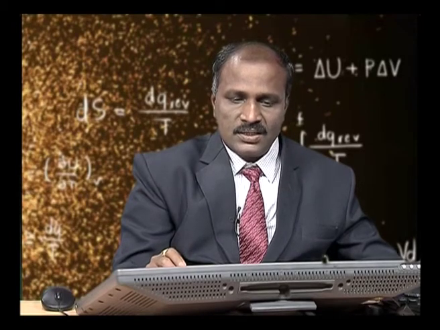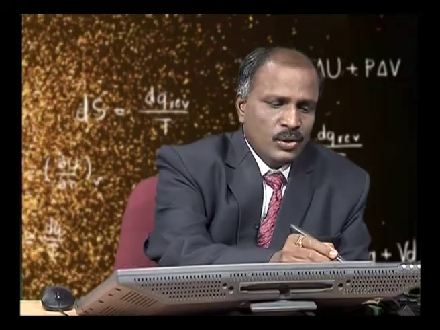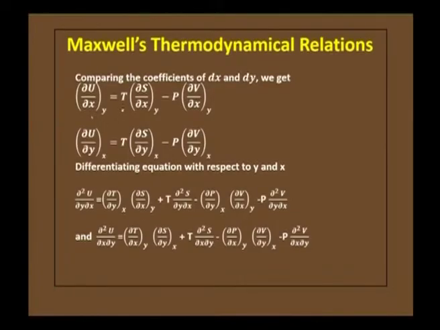So, recollecting these terms, I can write ∂u/∂x is equal to T into ∂s/∂x minus P into ∂v/∂x. Similarly, ∂u/∂y: in place of the partial derivative with respect to x, if you replace x by y, we get T into ∂s/∂y at constant x minus P into ∂v/∂y at constant x.